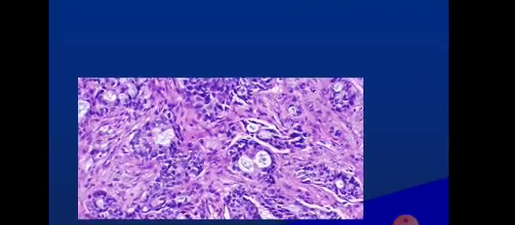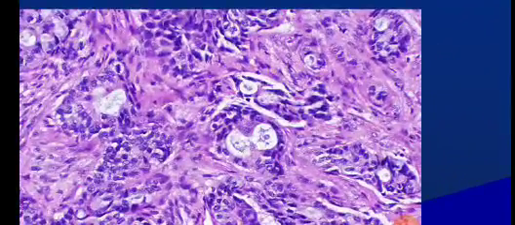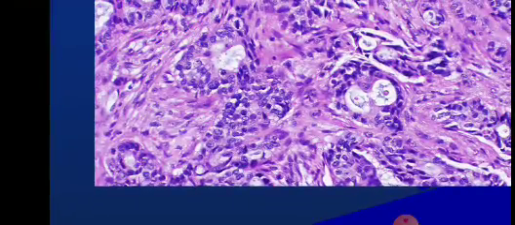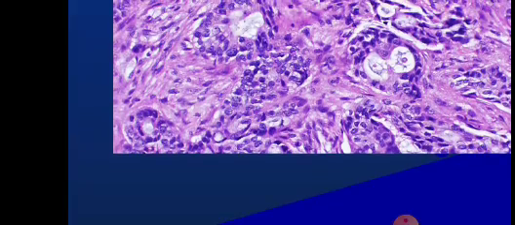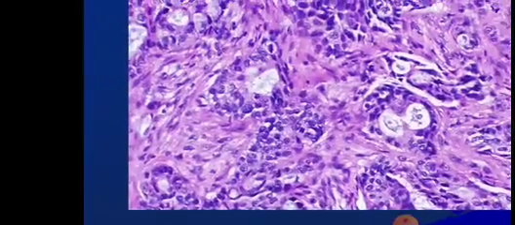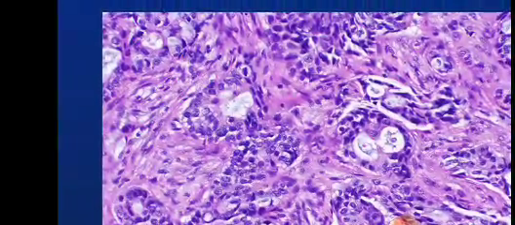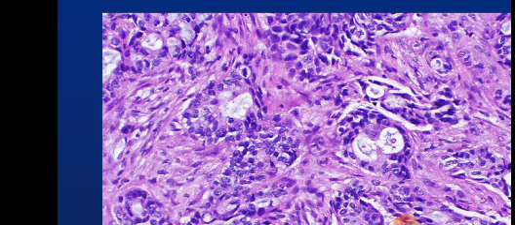Here in this picture, the high power view, you can easily see the large blue nucleus showing marked pleomorphism. Some are very small, some are very large. In a few of the nuclei, you can see the nucleoli. What is a nucleolus? Inside the nucleus, you can see small dots. These dots are nucleoli. Okay.